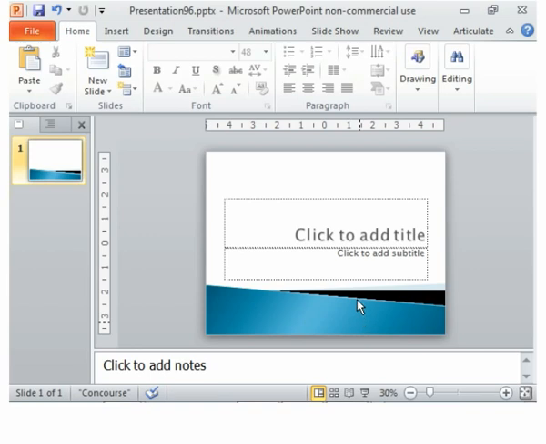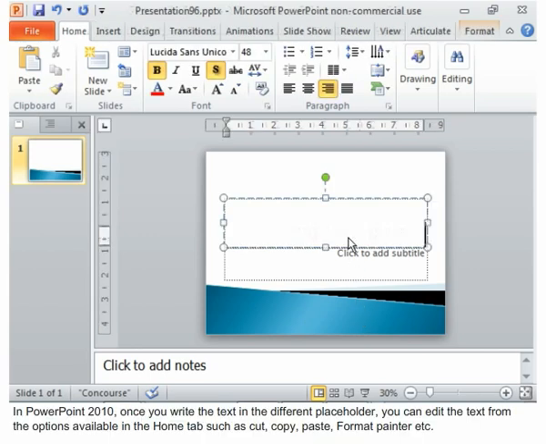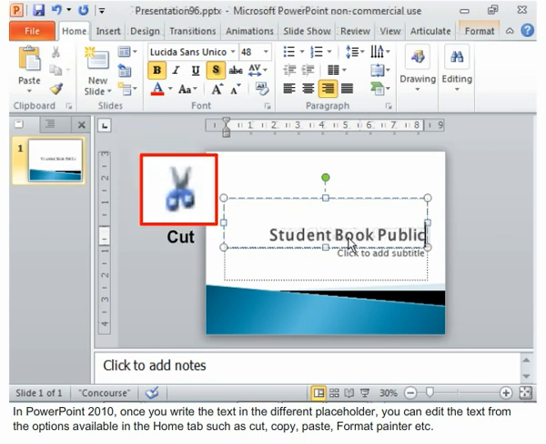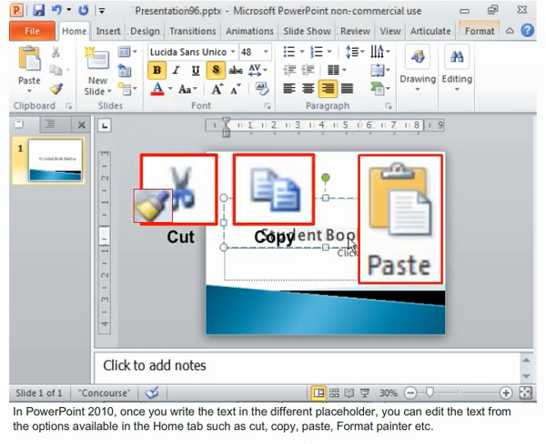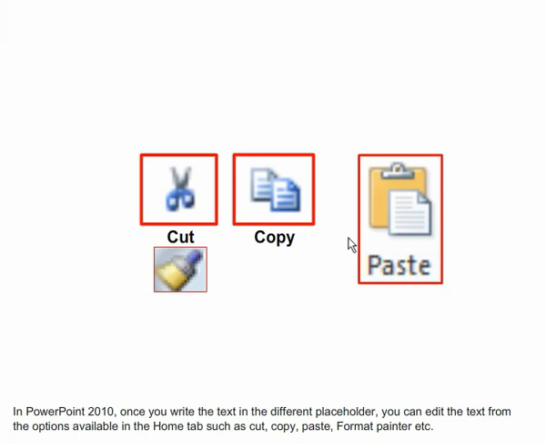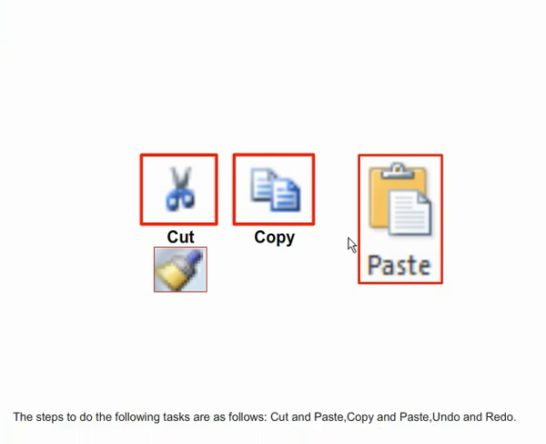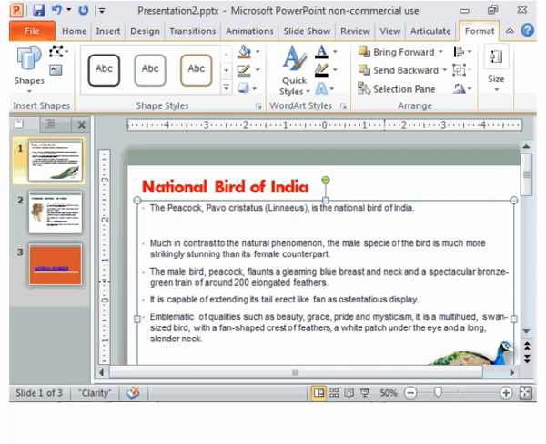Editing text. In PowerPoint 2010, once you write the text in the different placeholders, you can edit the text from the options available in the Home tab, such as Cut, Copy, Paste, Format Painter, etc. The steps to do the following tasks are as follows. Copy and paste, cut and paste, undo and redo. Copy and paste.